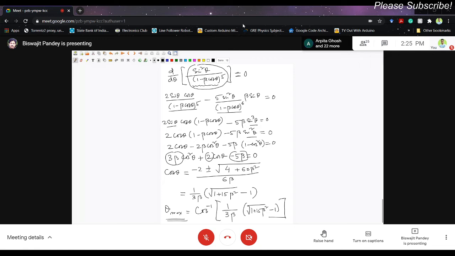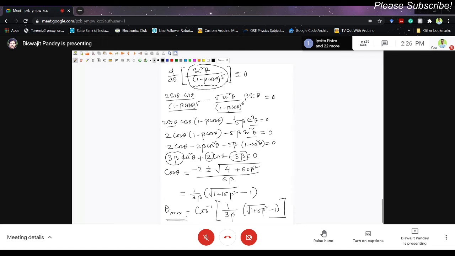For a relativistic particle, β tends to 1. And if β tends to 1, then 15 plus 1 will be 16, the square root of that will be 4, 4 minus 1 will be 3, and the 3 cancels out. So 1 by β, and with β tending to 1, cos inverse of 1. What will θ max be? 0 degrees.